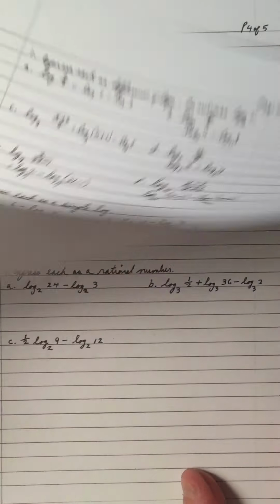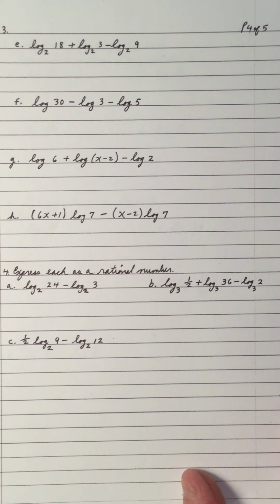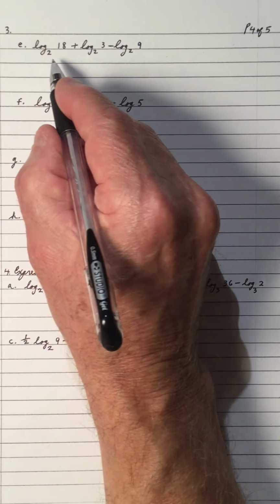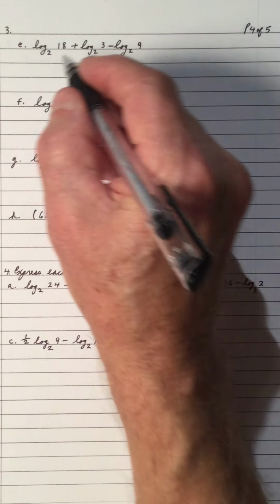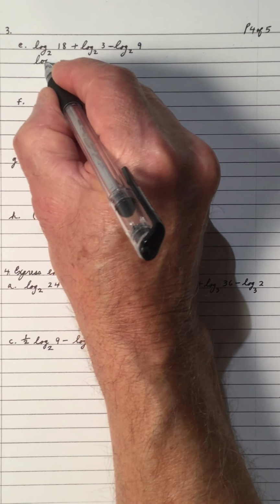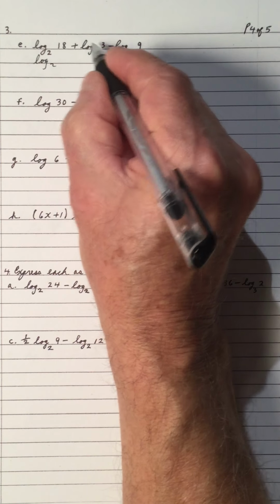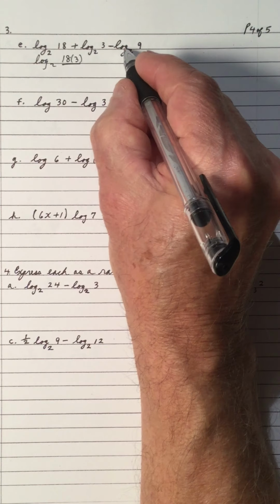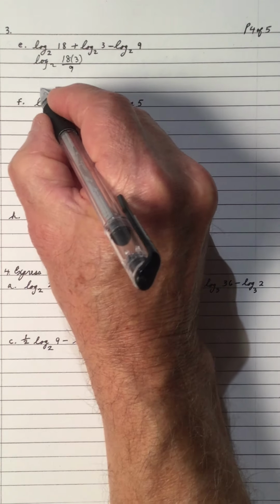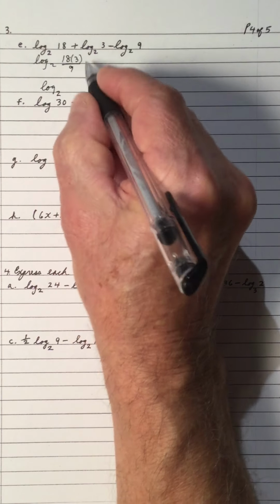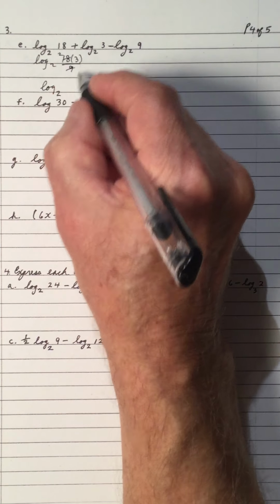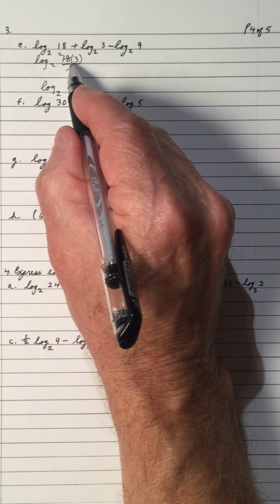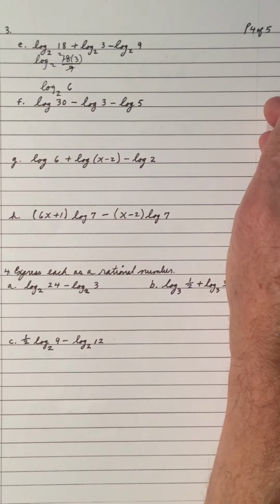Let's continue. More examples. The more examples we can do, the more you can see, the better. Expressed as a single log, we don't have any powers, so an addition is a multiplication, and a subtraction is a division. So that's the log, base 2. 9 into 18 goes 2. 2 times 3 is 6. Again, because we're adding logs, we multiply, and because we're subtracting, we divide.